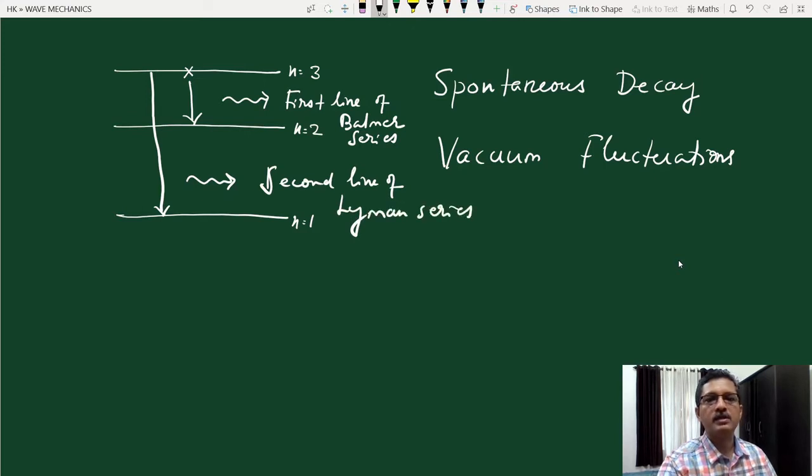So we can ask the question, what is the possibility for each of these transitions? What is the possibility for the electron in an n equal to 3 state to go to n equal to 2 state? What is the possibility that the electron in n equal to 3 state directly goes to n equal to 1 state? These are called radiative transitions, because during these transitions electromagnetic radiation is emitted, and we get different spectral lines. So there are different probabilities for each of these transitions. How do we calculate these probabilities?